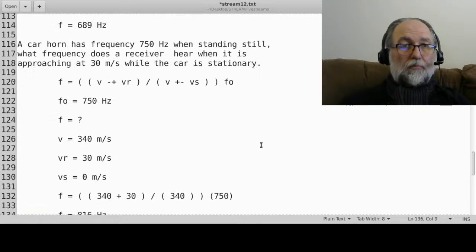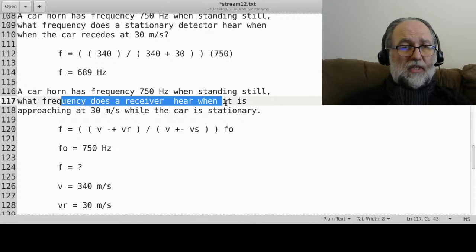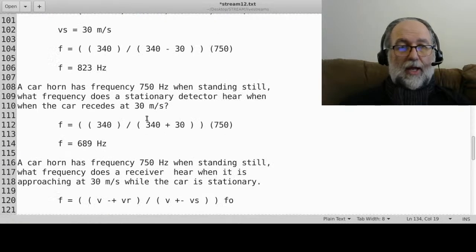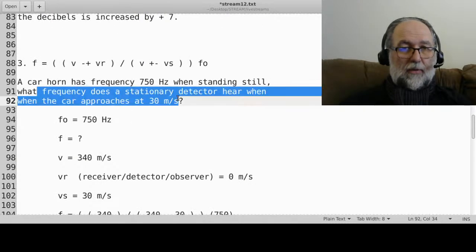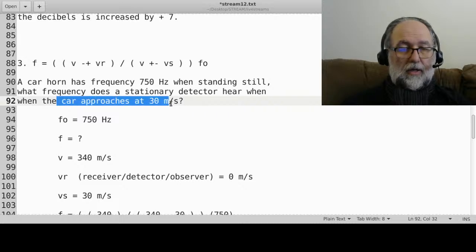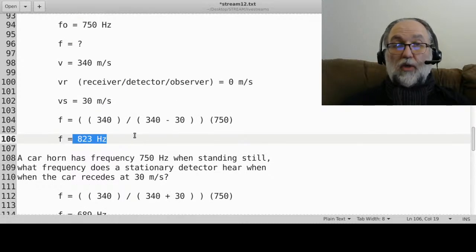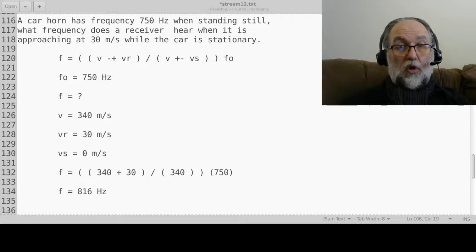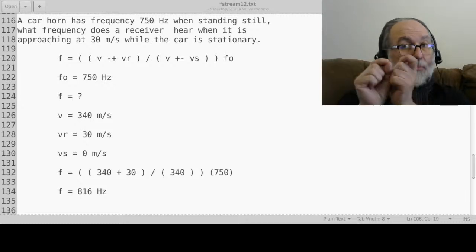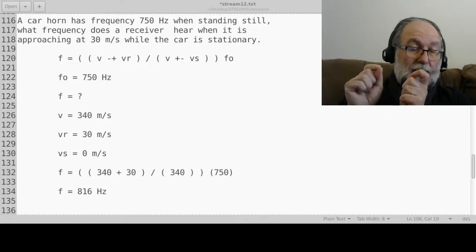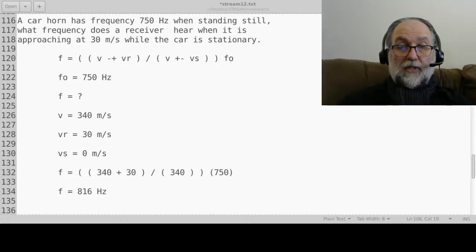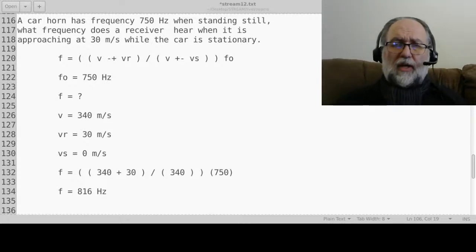Now in this case, the receiver was approaching at 30 meters per second and we got 816. In the previous case, it was the source that was approaching and we got 823. So it does matter whether it's the receiver that's moving or the source that's moving. Even if they're approaching one another, if it's the receiver that's approaching, you'll get one answer. If it's the source that's approaching, you'll get a different answer. So I think we've done enough examples of Doppler shift.